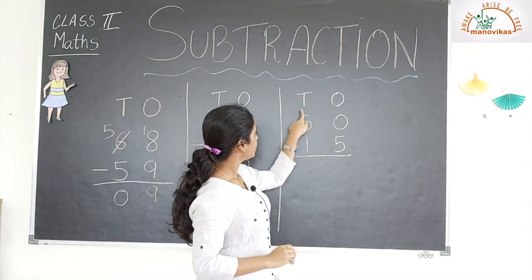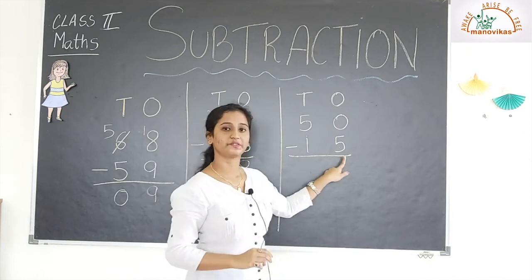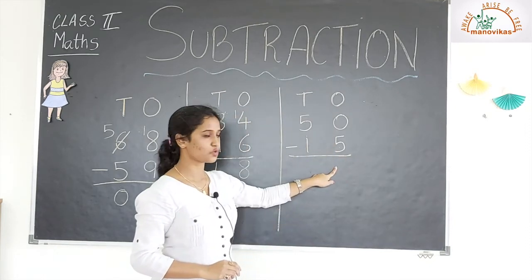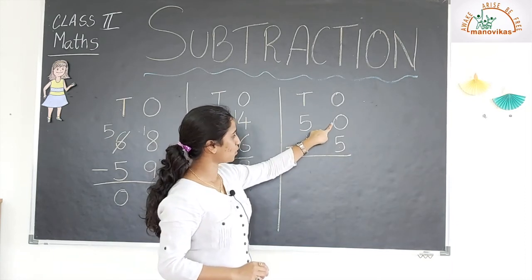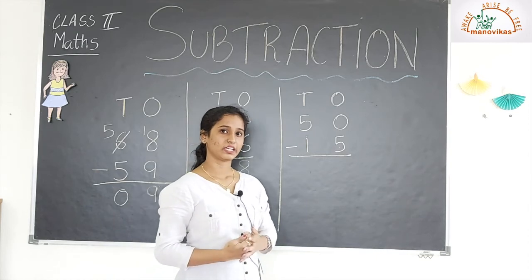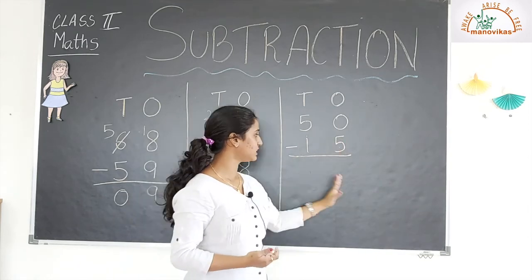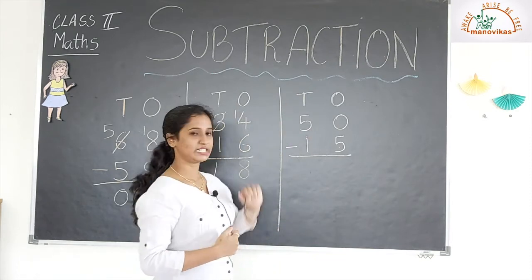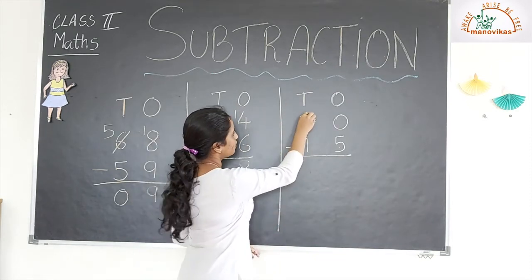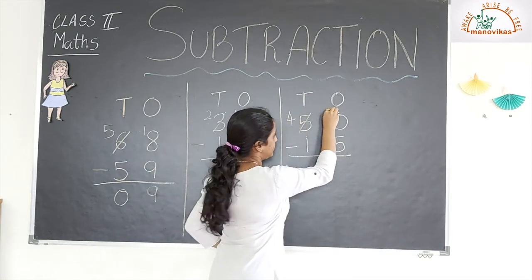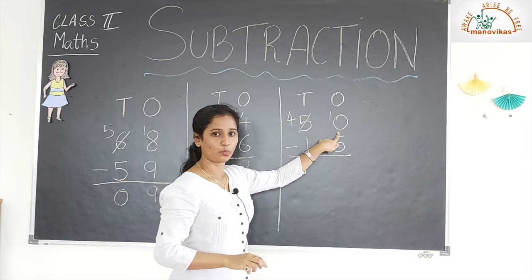Next, we have 50 minus 15. Okay, so we begin with the ones column. Here we have 0. Yes, now what do we do here? Can you guess? Do we borrow or we just write here 5? No, we have to borrow from the tens column. Okay, so we go here, replace it with 4. Yes, we take 1.